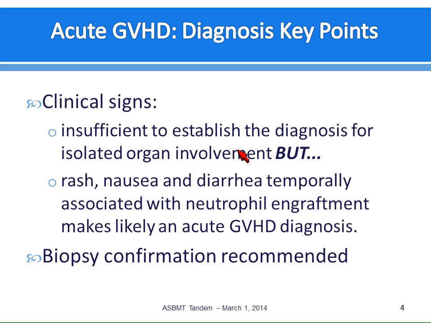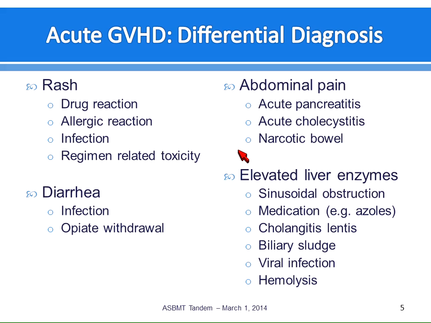So the clinical signs are usually insufficient to establish a diagnosis of acute GVHD when there's isolated organ involvement. So if you have elevated liver enzymes, elevated bilirubin by itself, you really need a biopsy to confirm that if there's nothing else going on. On the other hand, if you've got rash or symptoms of the gut temporally associated with engraftment, then that usually makes acute GVHD diagnosis likely, although again, we usually like to get biopsy confirmation. And why is that? Because there are differential diagnoses that we have to consider. I'm not going to belabor the point because those of you that have practiced this are familiar with a lot of them. I would like to draw attention to just a couple that we sometimes forget.